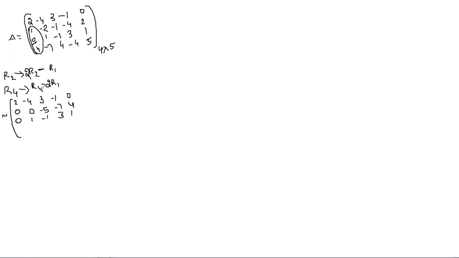And next R4 again. So R4 minus 2R1. R4 here has 4, and 2 into 2 is 4. So 4 minus 4, 0. Next one, minus 7, and here it is plus 8. That simply gives 1. Next 4. And next minus 6. Minus 2.